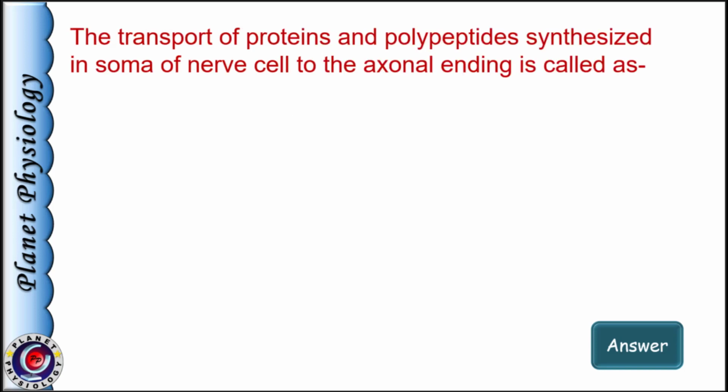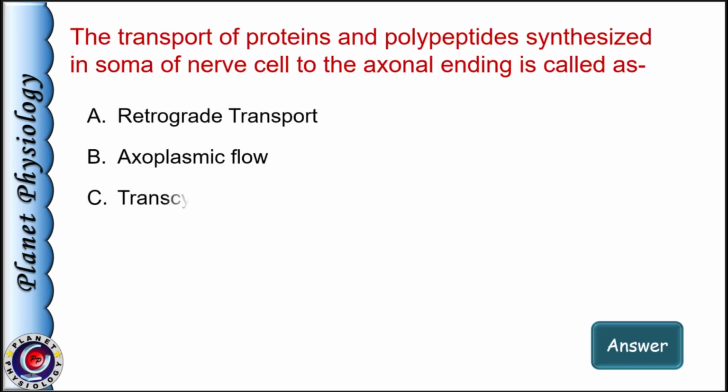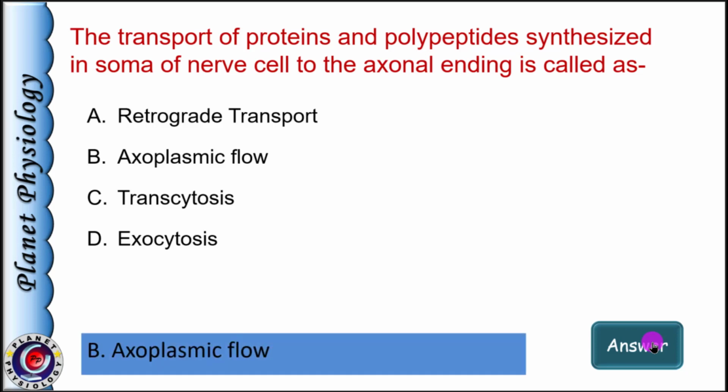Coming to the next question. This question is from MGR University, February 21 paper. The transport of proteins and polypeptides synthesized in soma of the nerve cell to the axonal ending is called as A. Retrograde transport, B. Axoplasmic flow, C. Transcytosis, and D. Exocytosis. Yes, a simple question. Correct answer is B. Axoplasmic flow.